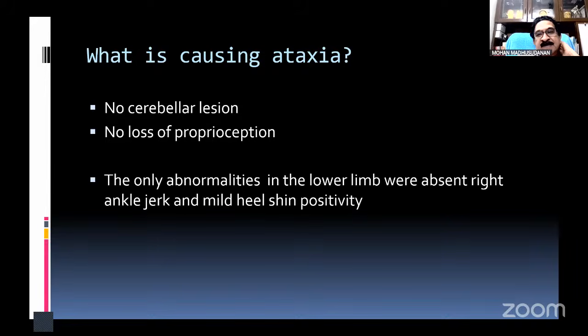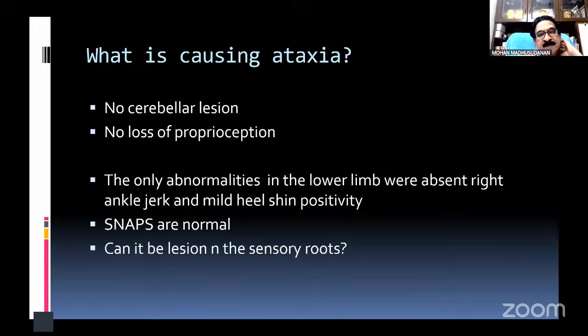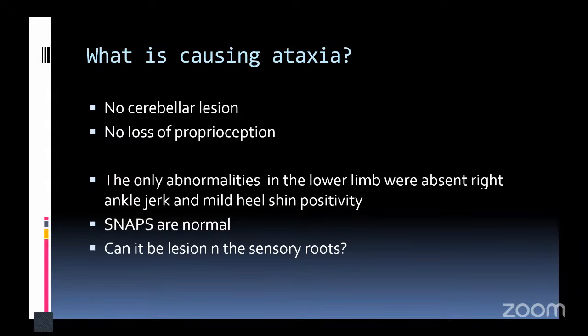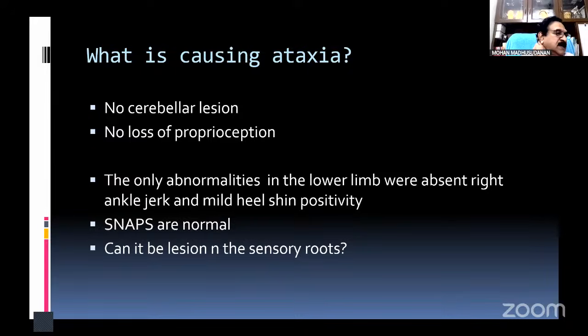Okay, the only abnormality in the lower limb is an absent right knee jerk with mild lesion positivity. SNAPs are normal, so there can be a lesion in the sensory roots. There can be an abnormality in the dorsal root ganglia, like in Miller Fisher also. Yeah, there can be a root lesion right proximal to the ganglion. So SNAPs will be abnormal only if the lesion happens to be in the ganglion or distal to that. And if the lesion is proximal to the sensory root, you will have a normal SNAP.